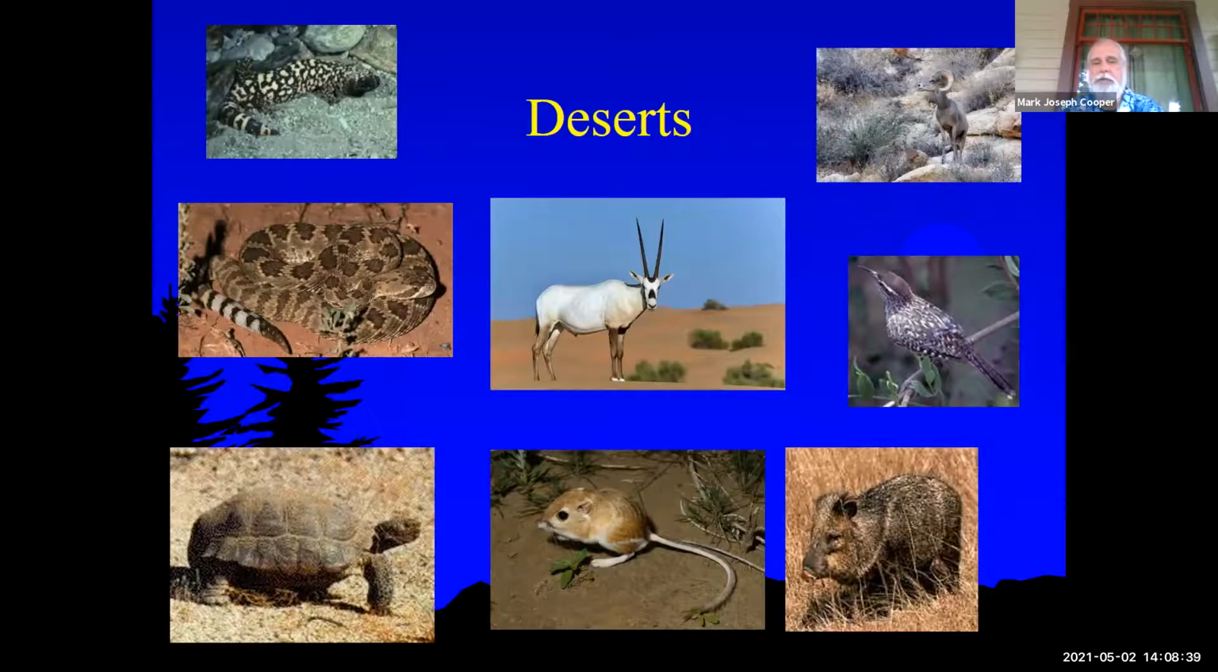sometimes called a javelina, but that is actually not a pig. It is not in the pig family. On the bottom middle is the kangaroo rat, and the one in the middle is an African species. It's an Arabian oryx, one of the most endangered species on the planet for a while, but they are making a comeback thanks to conservation.